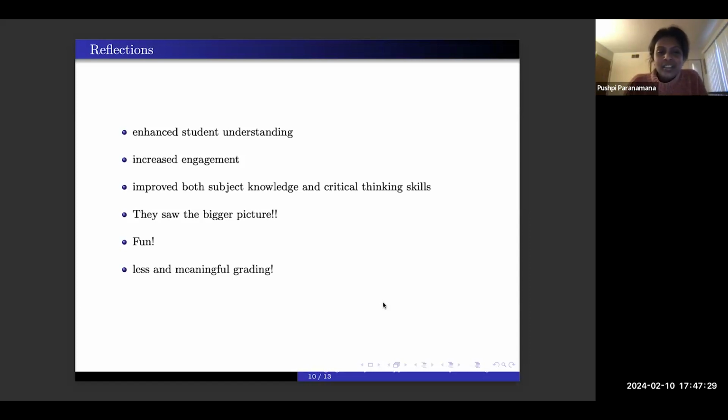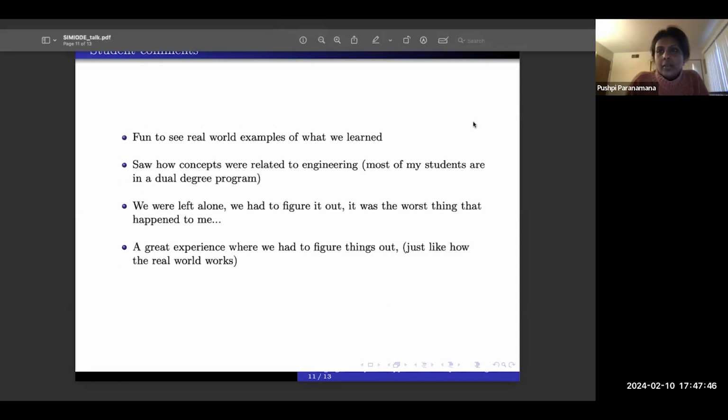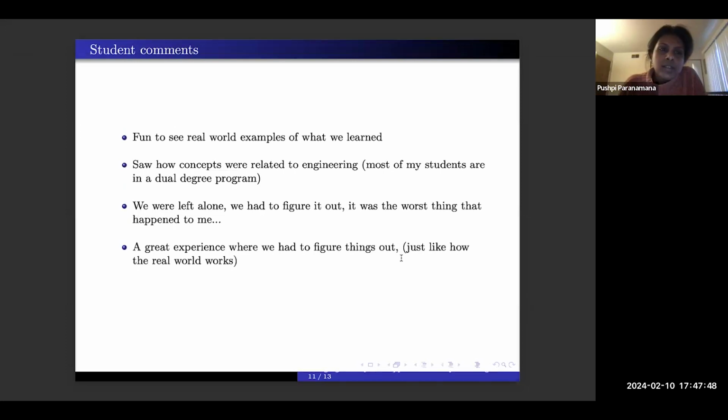Also for me, it's less grading, more like meaningful grading rather than just grading a bunch of exams. And I definitely think the students got a lot out of the experience. I will share some student comments. A lot of them thought it was really fun to see the real world examples of what they learned, and how to relate those techniques to have the big picture.